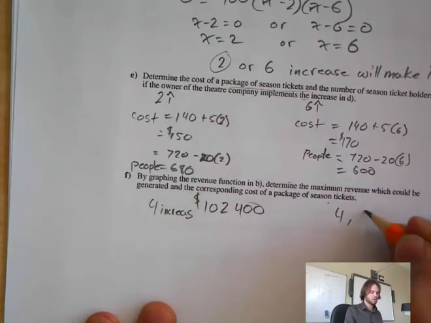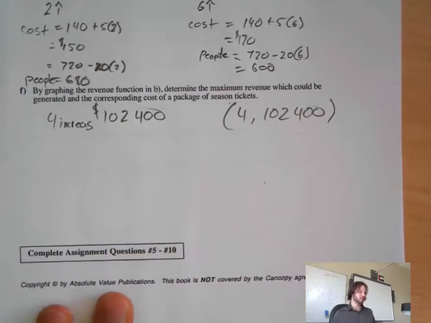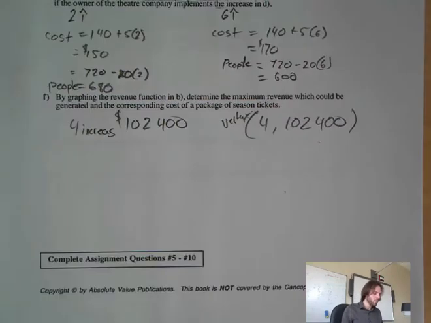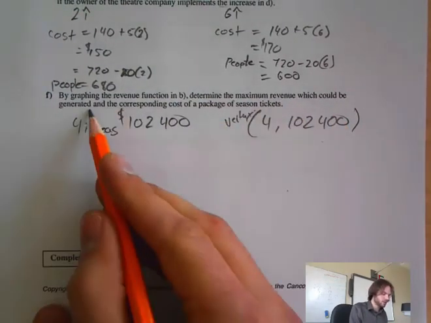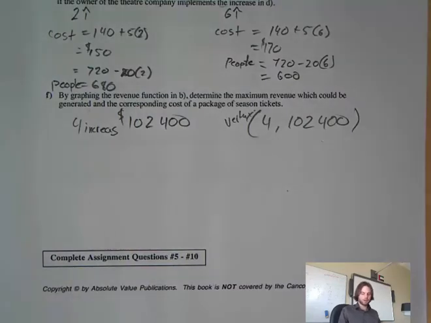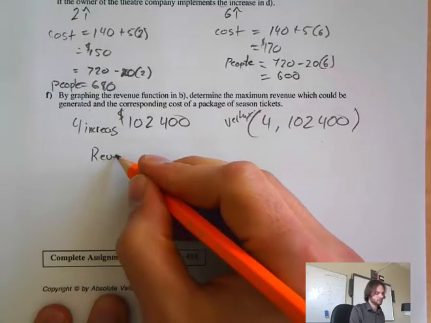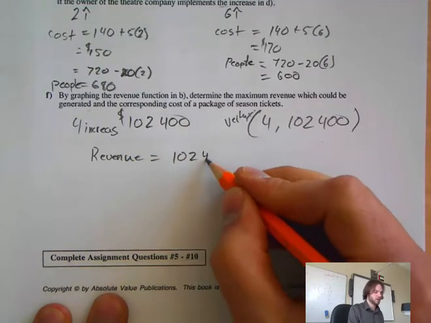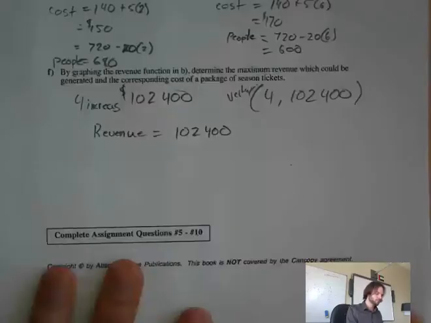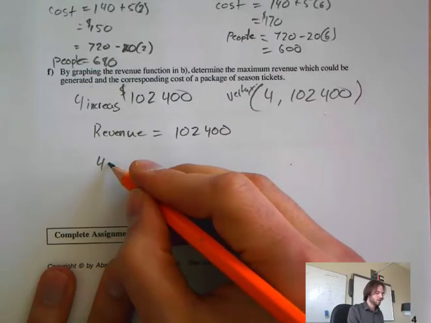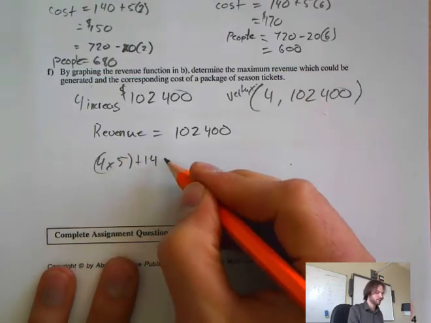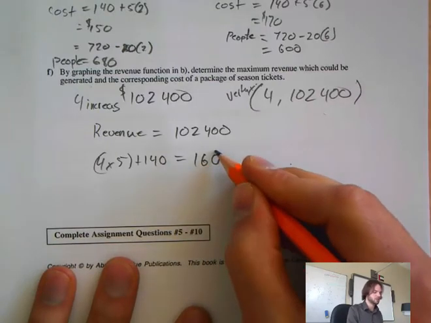So 4, 102,400. Put that right there. That is my vertex. So what does that mean? Well, after 4 increases, the ticket revenue generated will equal $102,400. The ticket cost will be 4 multiplied by 5 plus 140, which is equal to $160.